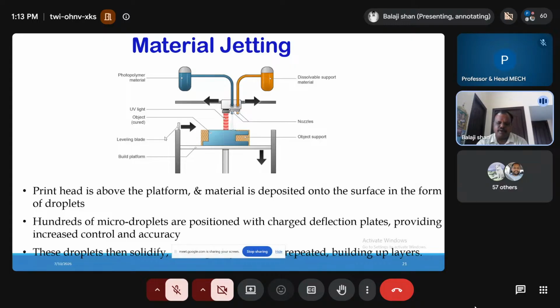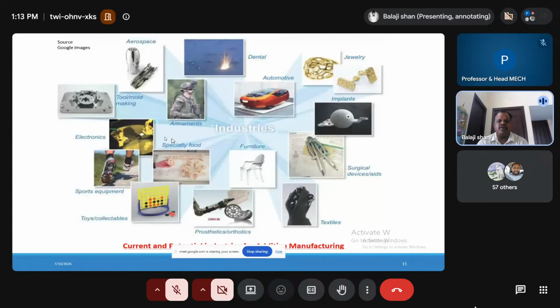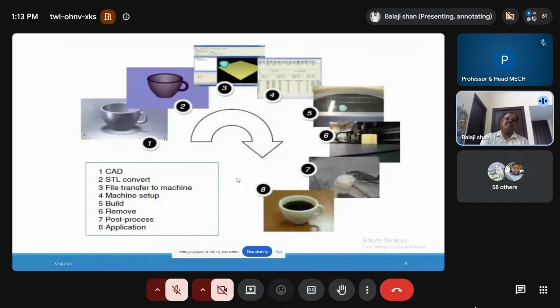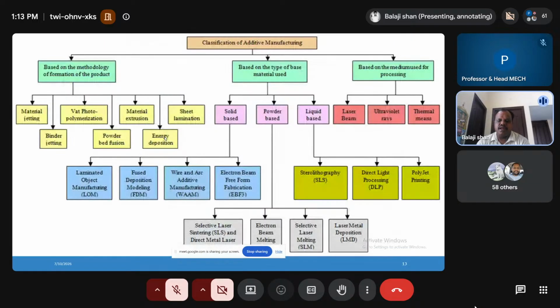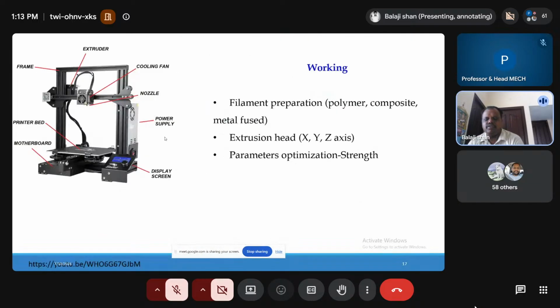The basic common process for all additive manufacturing is that we require an object, which you can create in 3D modeling. After that, the file should be converted into the machine-accepted file format. Generally, they are converted to STL format. Then the file should be transferred to the FDM printing machine, binder jetting, SLM, or DLM, whatever machine the additive manufacturing technology is using.